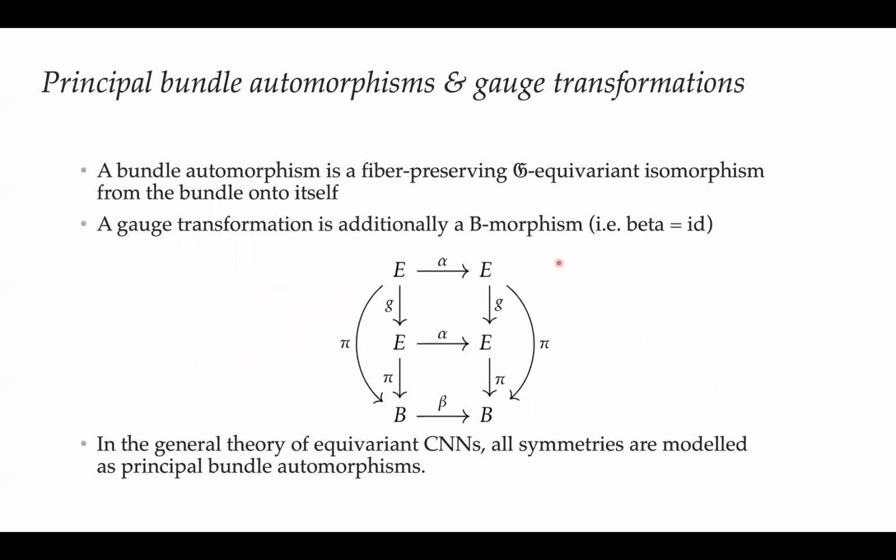Various things I'm going to skip over as well. But the other thing I would like to mention is that all notions of symmetries that we've discussed, including global symmetries like translations, rotations of the plane, of the sphere, as well as gauge transformations, can all be described in a uniform way as principal bundle automorphisms. So a certain kind of transformation, a certain kind of symmetry of your principal bundle.